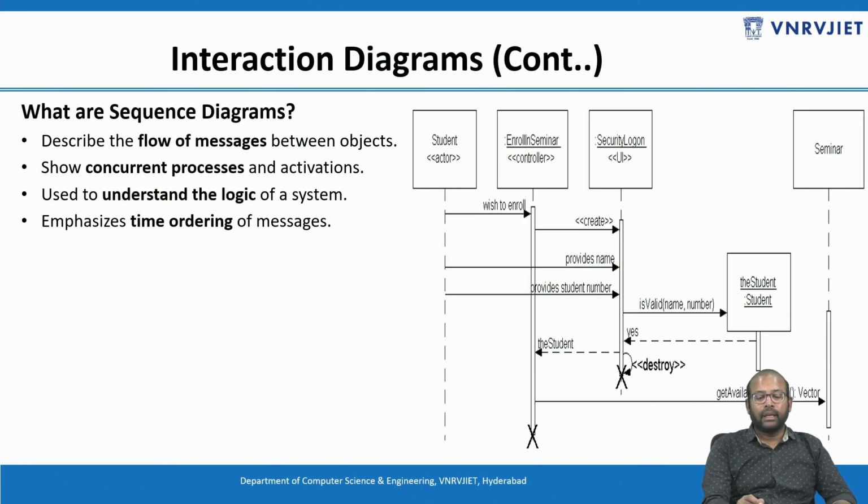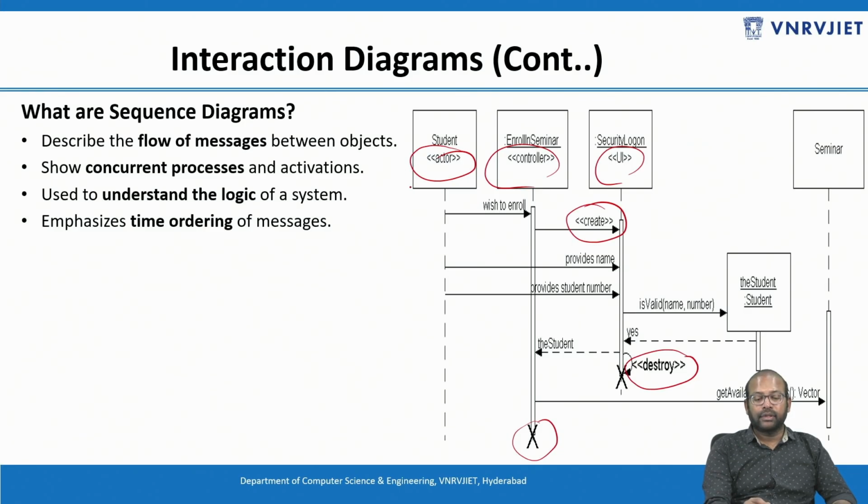And here clearly you are showing the stereotypes. He is the actor, he is the controller, this is the UI. So likewise you are showing, and you are going to stop the operation here with the help of destroy, with the help of a graphical symbol, a cross mark, and whenever you want to create, you are doing like this. So this is the way you are representing.